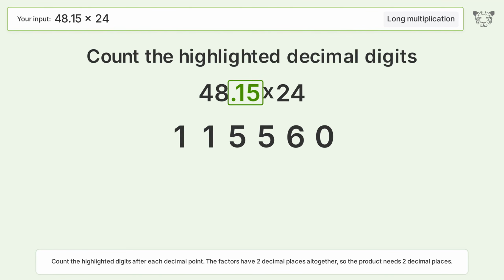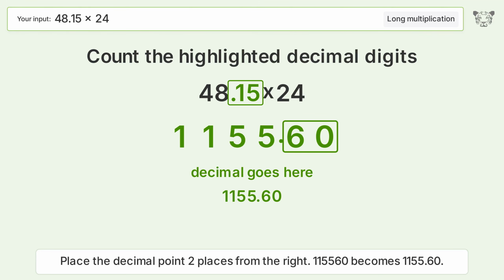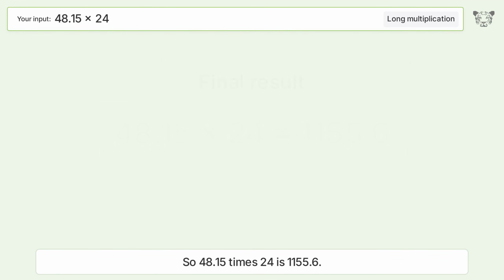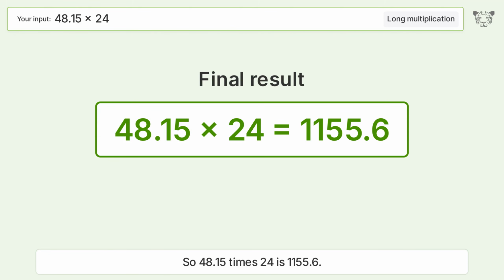The factors have 2 decimal places altogether, so the product needs 2 decimal places. Place the decimal point 2 places from the right. 115,560 becomes 1,155.60. That is simply 1,155.6. So 48.15 times 24 is 1,155.6.